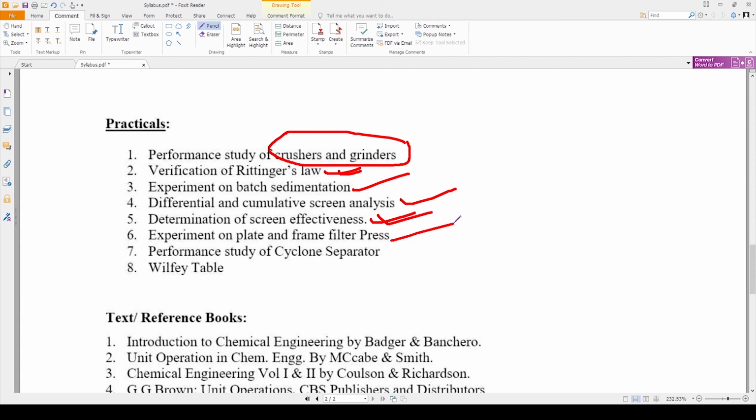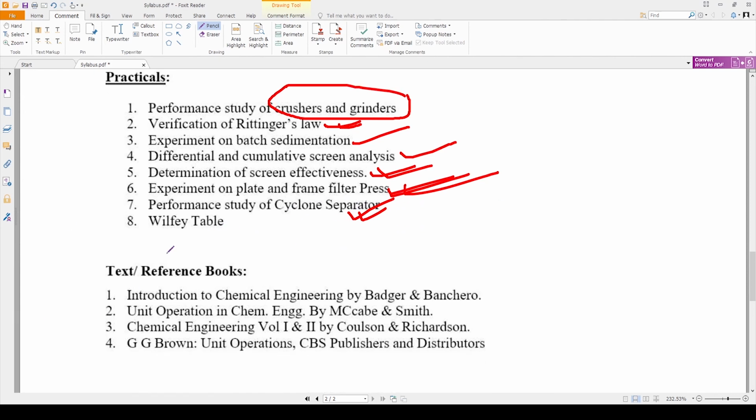Experiment 6 is basically a plate and frame filter press. This is liquid filtration. Then performance study of cyclone separator. In a cyclone separator, we basically separate gas and solid particles, so how to separate particles from gas. Then we have a Wilfley table.